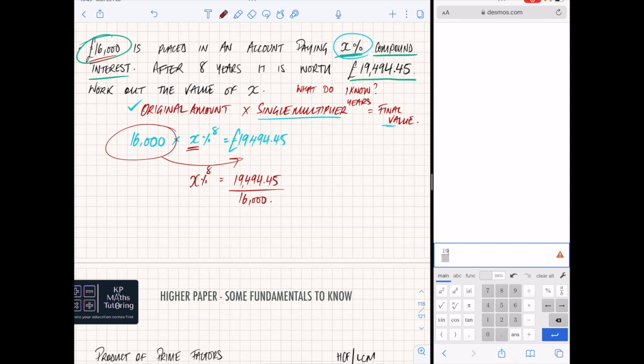So £19,494.45. And that's divided by 16,000. Now, it's really important that we've got to remember the fact that that's X%. So I'm still going to think about the single multiplier because I'm keeping that in percent at the moment. But that gives me 1.21840. Notice I'm not rounding it.